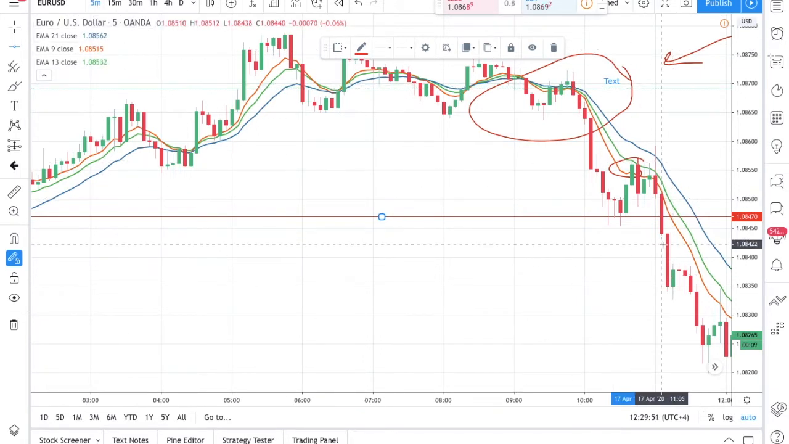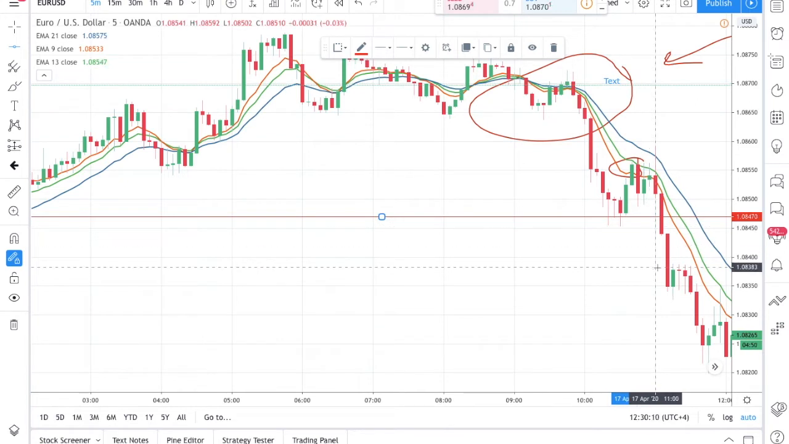This strategy is only for 5 minutes chart, so it's very quick. You just open a sell order, and after 5 to 10 minutes you just close it. That's it. It's a very quick strategy, and it's very powerful, and it works all the time.